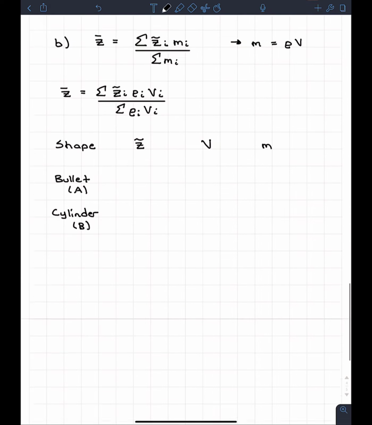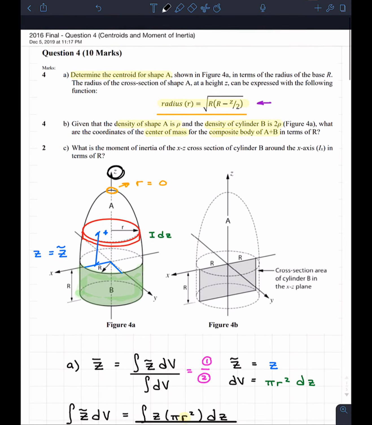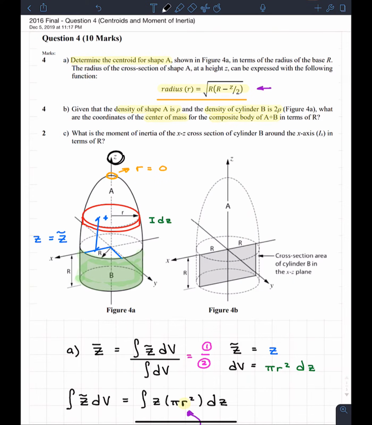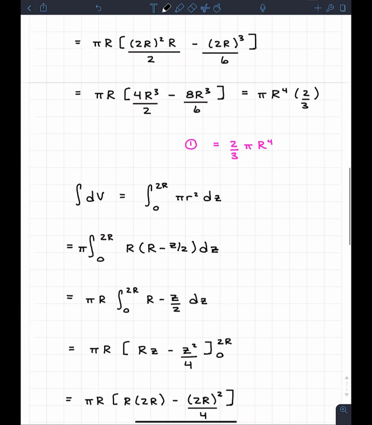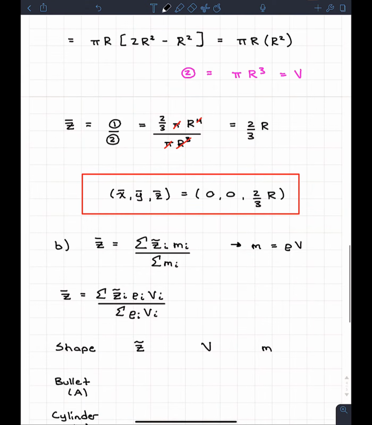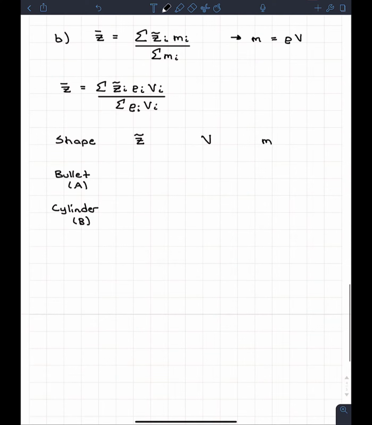So Z squiggle is going to be the distance from the origin to the centroid of the shape. For shape A, it's actually what we just solved for, and it's going to be equal to, and I'll put this in red, 2/3 times r. And that's why it's important that we get the first part of the question right, because we'll get the second part wrong if we don't get part A right. So Z squiggle is 2/3 times r.